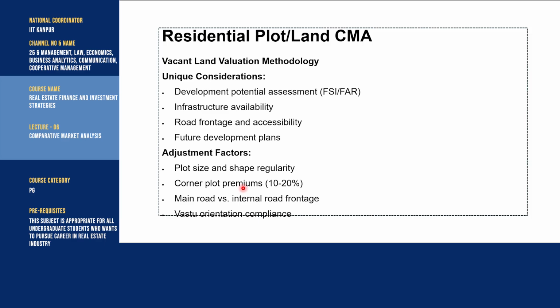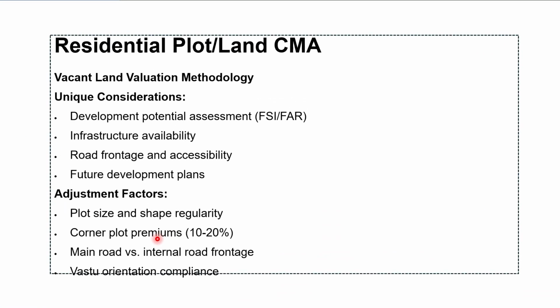Then road frontage characteristics create significant value variations. Main road frontage typically commands 15 to 20% premium over internal road access due to visibility, accessibility and commercial potential. Corner plots often receive 10 to 20% premium due to dual frontage and increased development flexibility. Plot size and shape regularly affect development efficiency and market appeal. Regular rectangular plots enable more efficient development than irregular shapes, while optimal size for specific development types command premiums over plots that are too small or excessively large for typical development patterns.